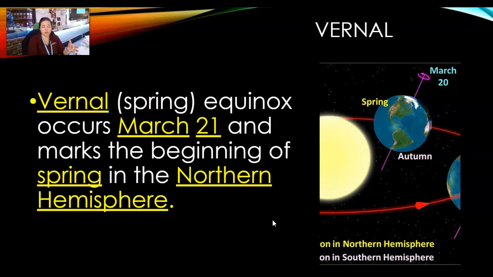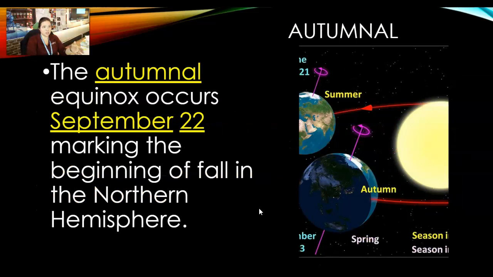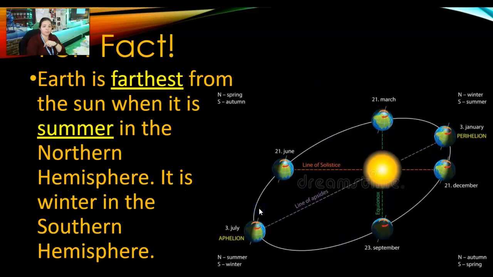We have the spring equinox, or the vernal. That's March 21st, coming up real soon. And it marks the beginning of spring in the northern hemisphere. And then you have the autumnal equinox, or the fall equinox, September 22nd, marking the beginning of the fall in the northern hemisphere. It's the reverse for the southern. So the autumnal, or September, will be their spring, where our spring will be their fall equinox.